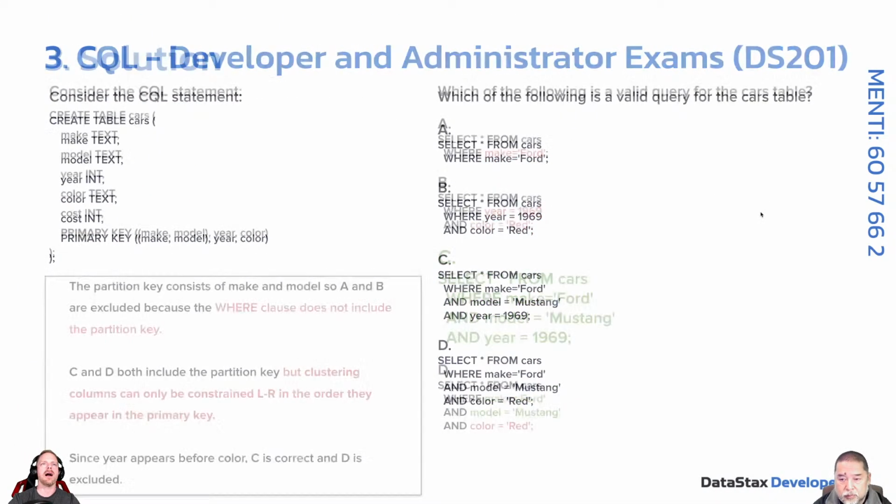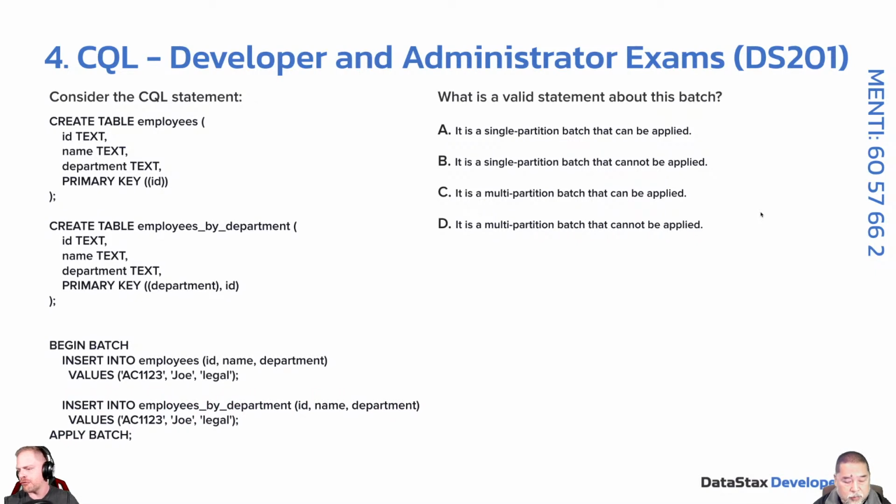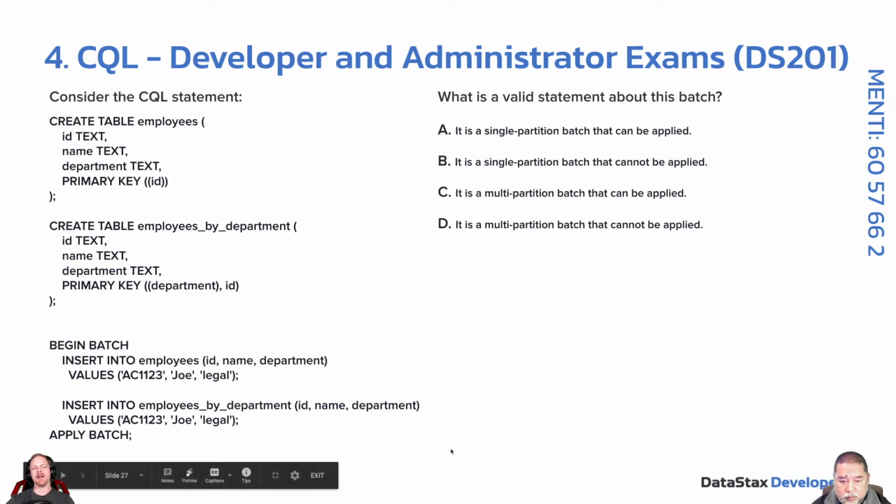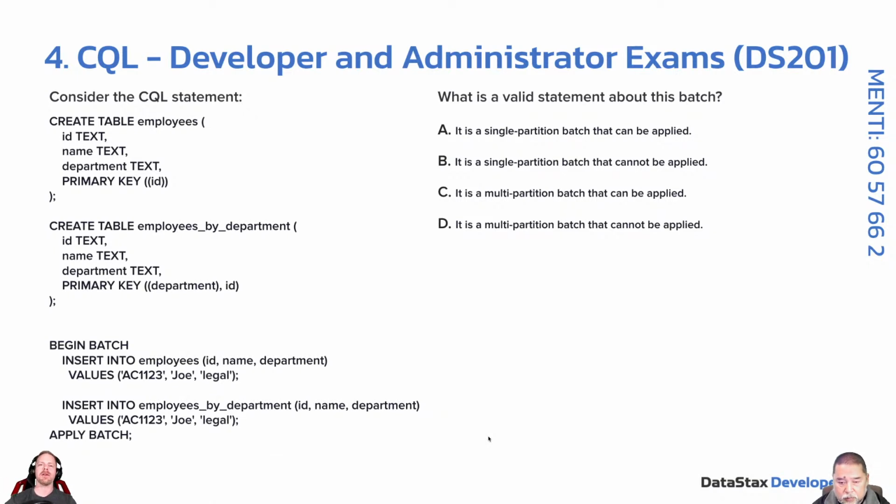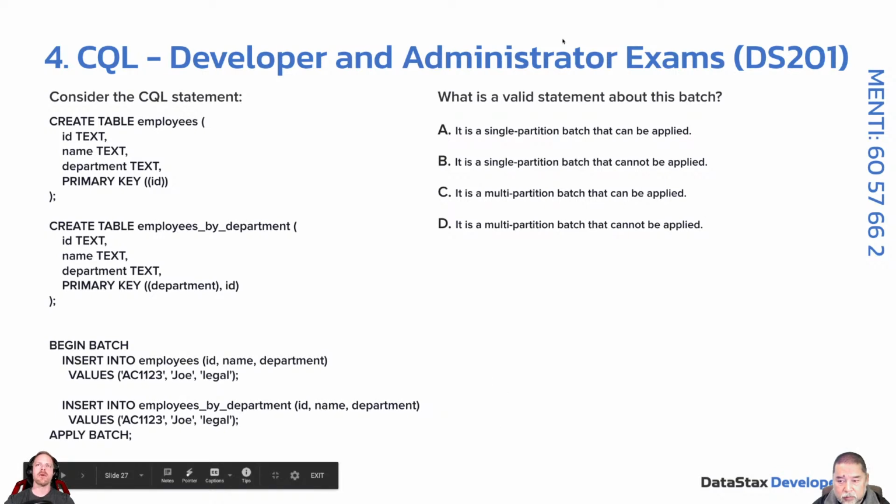All right, moving on to question 4. We should see our countdown going here. Okay, so consider the CQL statements that you see here between these two tables. Somebody asked a batch question earlier, and we'll talk about batches here. I did see your question, and we'll get to it in the explanation. So what is a valid statement about this batch?